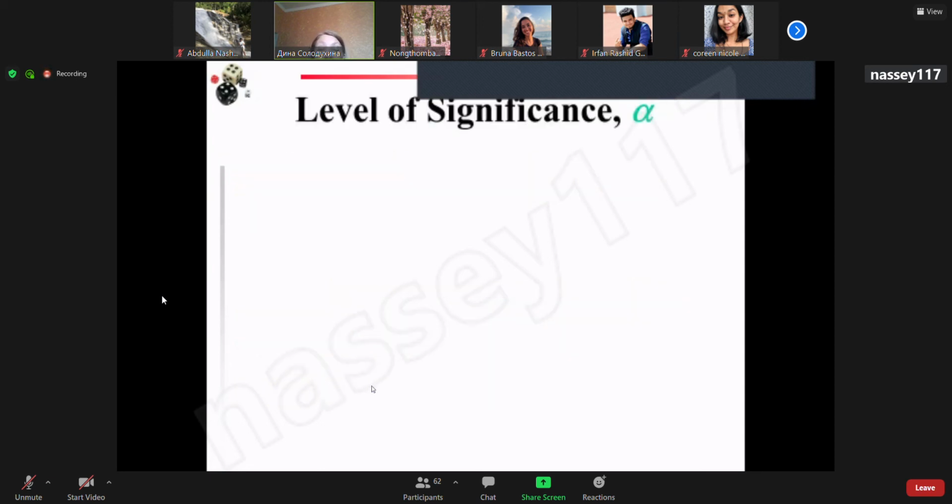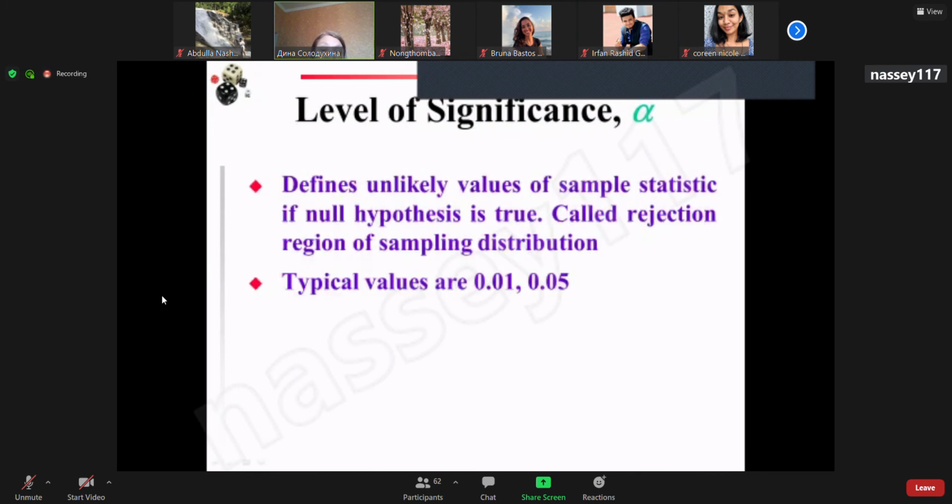Well, then we decide about the level of significance, which is called alpha. The level of significance defines unlikely values of the sample statistic if the null hypothesis is true. We also call it the rejection area of the sampling distribution. In medical studies, the level of significance should be 0.05. It is the maximum, and it can be even less, like 0.01.